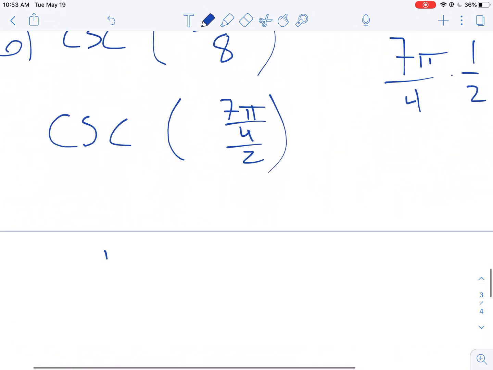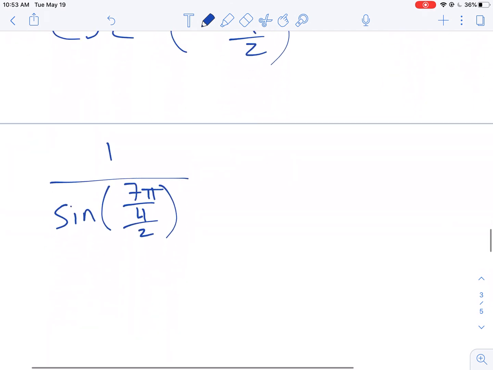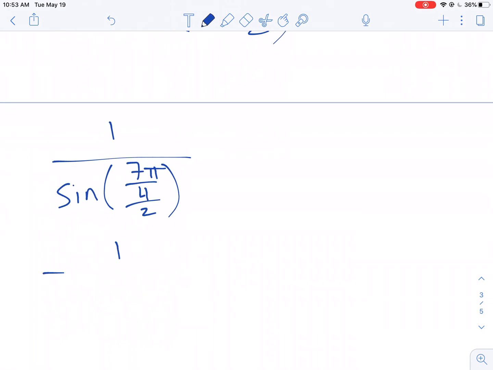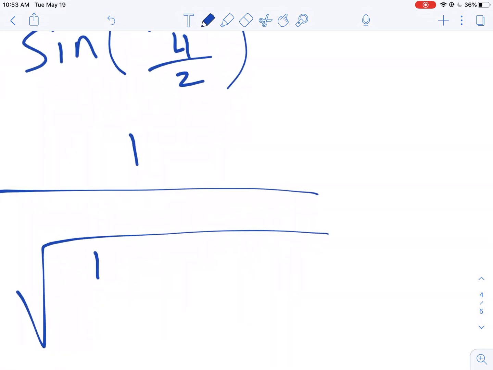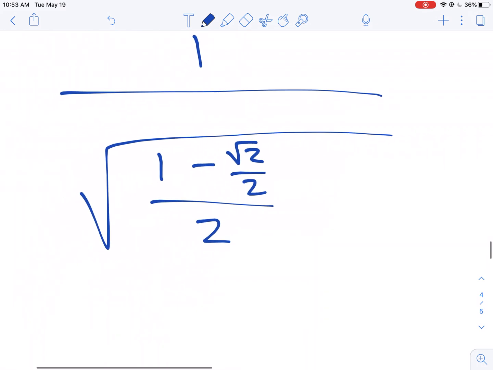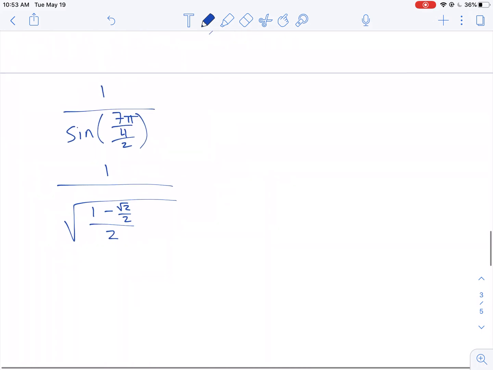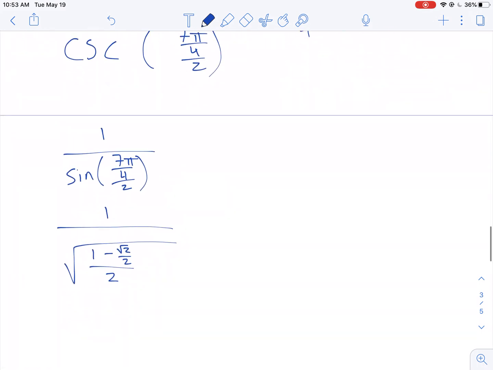Now that I'm here, I'm going to write this as 1 over the sine of 7 pi over 4 over 2. So then that means I'm looking at 1 over the square root of 1, and in this case the cosine of 7 pi over 4 is positive, so this is minus root 2 over 2 all over 2. We've done the simplification of 1 minus the square root of 2 over 2 over 2. We did that up there.